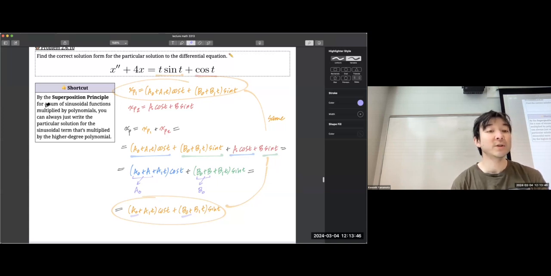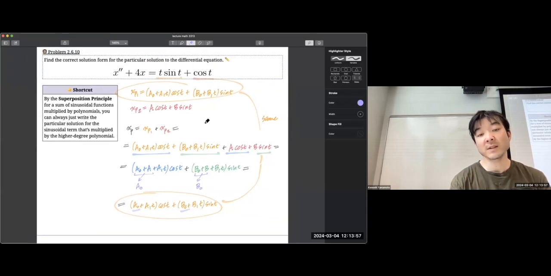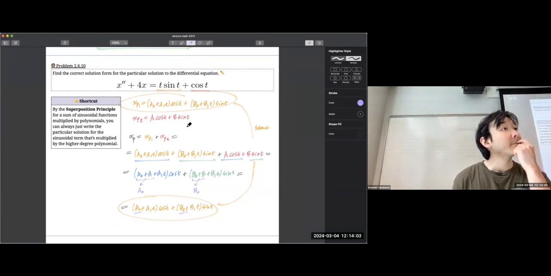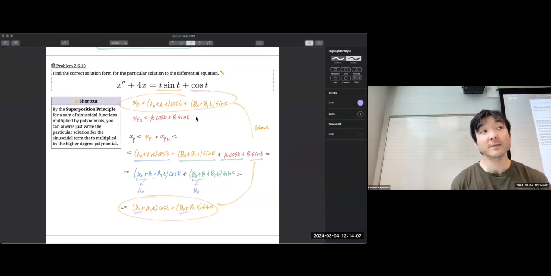So this is why I say superposition for sum of multiplied polynomials. You can always just write the particular solution of the sinusoidal term that's multiplied by the higher degree polynomial. This is just a shortcut. If you want to do this, it's fine. If you don't and you just want to write them separately and then add them, that's also fine. Yes, the shortcut is valid when we're dealing with multiple sinusoidal functions, and they have to be the same sinusoidal function.